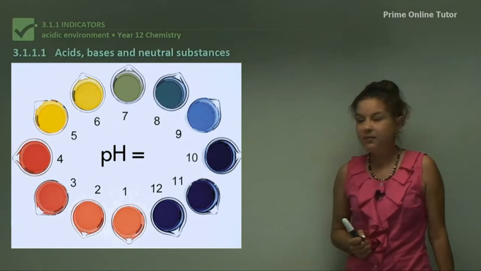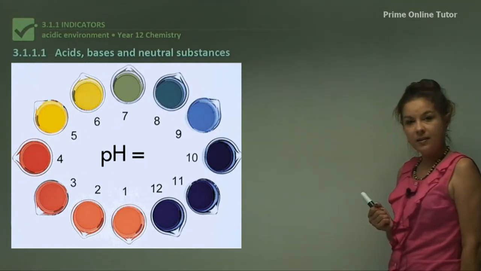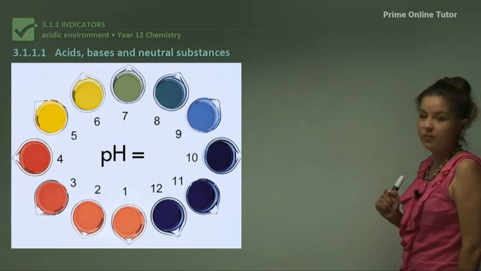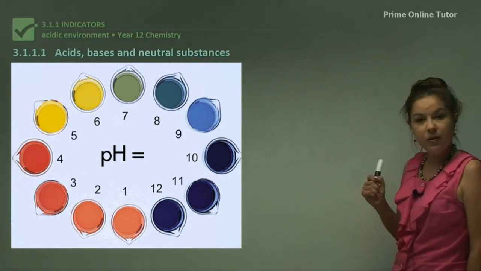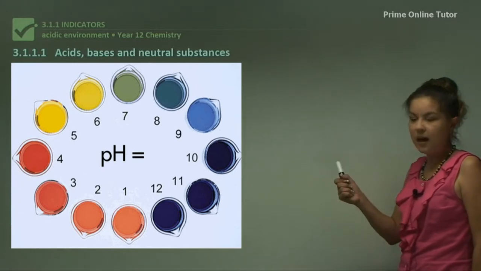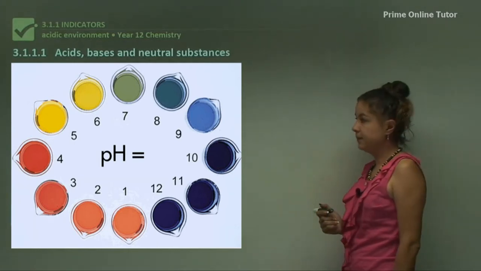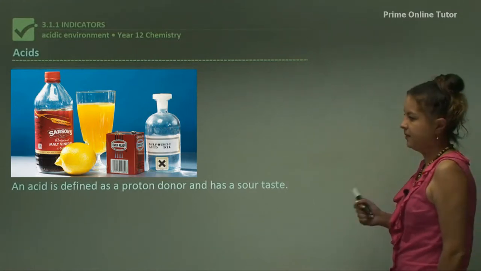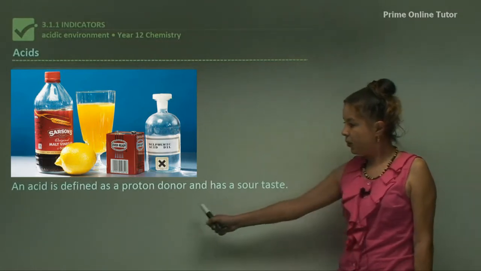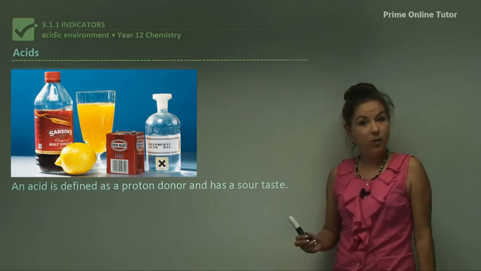For this lesson, I'll be talking about acids, bases, and neutral substances. What we can see here is universal indicator showing different colours at different pHs. So let's start by looking at acids. Now an acid is defined as a proton donor and it has a sour taste.